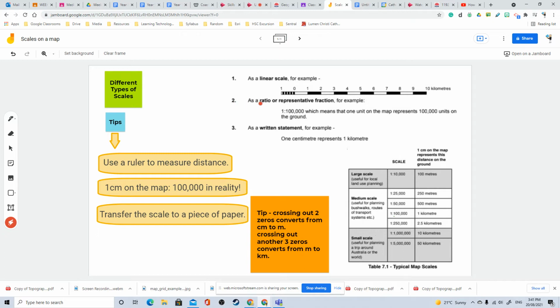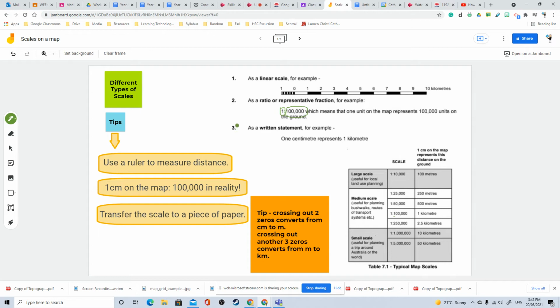The second type is the ratio scale. And this one's a little bit more complex, but it basically means the same thing. What we're saying here with this ratio scale is that 1 centimeter on the map is 100,000 centimeters in reality. Okay, 1 centimeter we measure on the map is actually in reality, out there in the real world, 100,000 centimeters. So that's really important we understand that. Most of the time we'll work in centimeters for a ratio scale. Okay. All right, a couple of tips here.